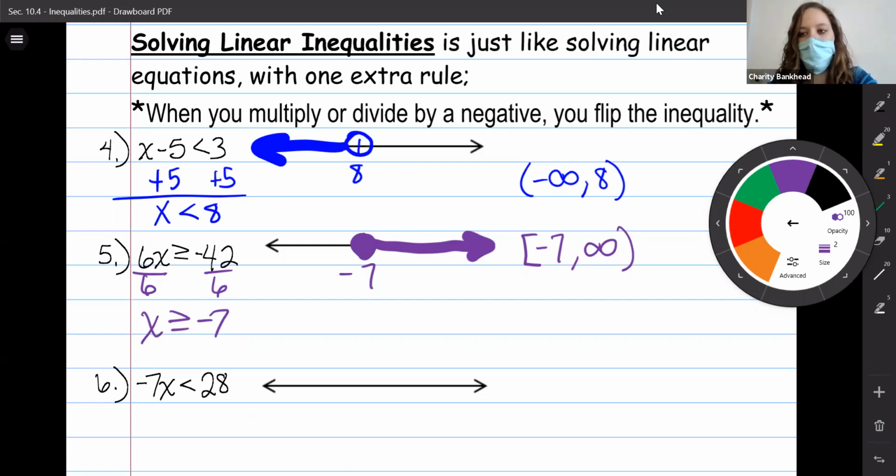So wherever you have the or equal to, the little line underneath the symbol, that's where you're going to use a solid circle on the number line and a bracket in the interval notation.